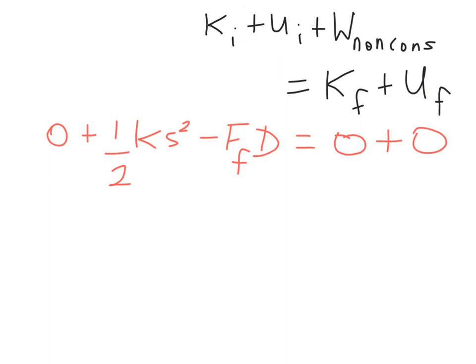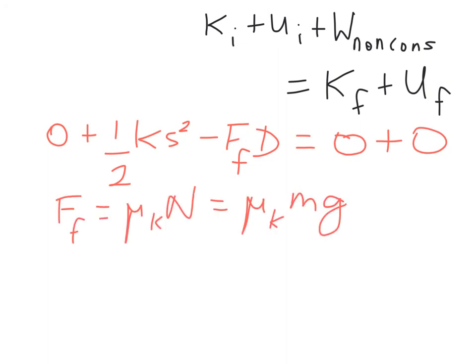Okay, so we know most of these things except S and the force of friction, but this is kinetic friction, so we can use the kinetic friction formula. And so we have the force of kinetic friction is the coefficient of kinetic friction times the normal force, and in this case the normal force is going to be balanced out by the weight of the block, and so we have mu k times mg.